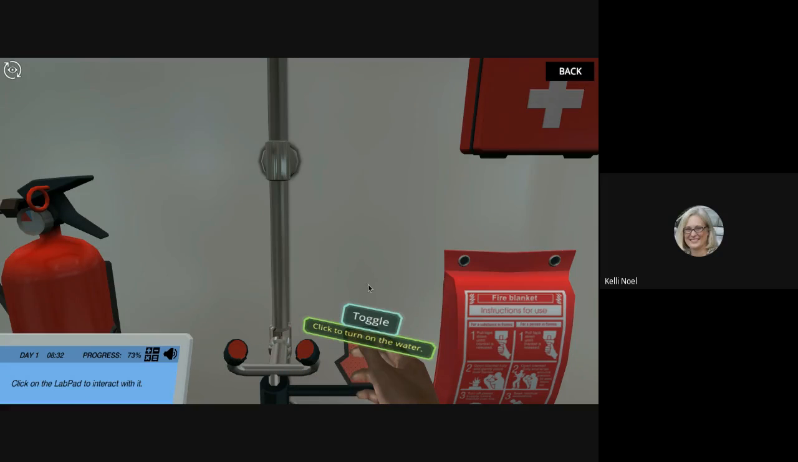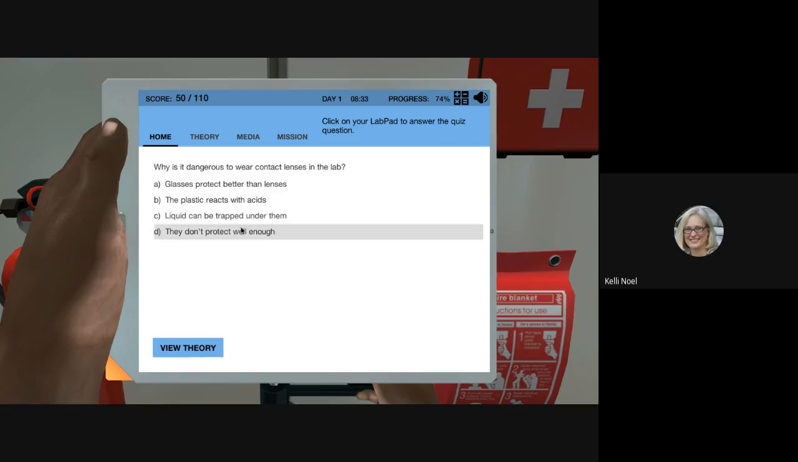After washing the acid out of your eyes, you should immediately consult a doctor. Your eyes are very fragile and it is very important to protect them with safety goggles at all times. Why is it dangerous to wear contact lenses in the lab? Because liquid could be trapped under it.